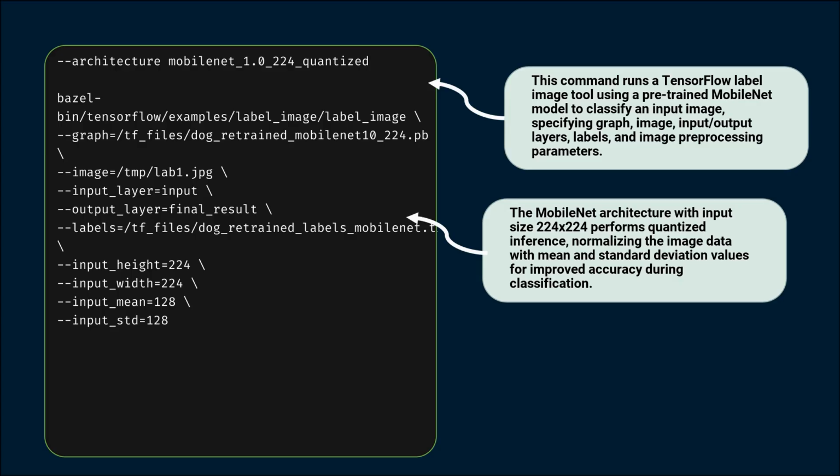Moreover, we define the dimensions of our input image through input height and input width, ensuring the image is resized appropriately for the model. The input mean and input std parameters adjust the image's pixel values to fit the model's training conditions, enhancing the accuracy of the predictions. Together, these components allow you to effectively test your model's image classification capabilities and obtain results that showcase its performance.